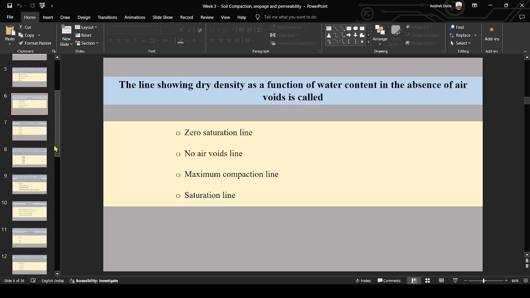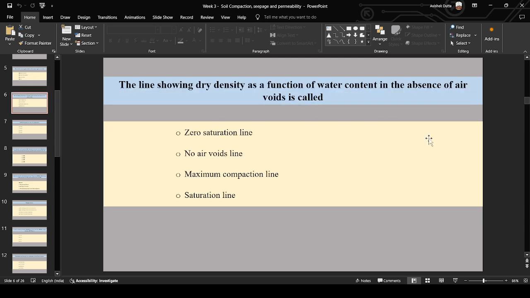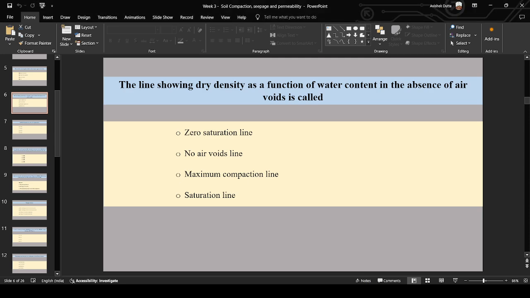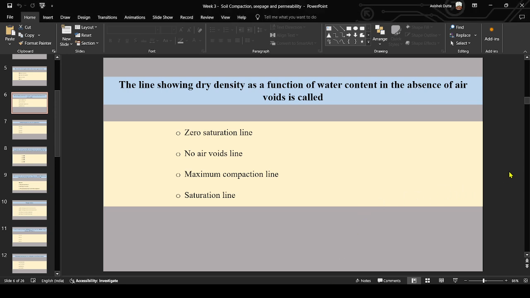The line showing dry density as a function of water content in the absence of air voids is called. The options are: zero saturation line, no air voids line, maximum compaction line, or saturation line.